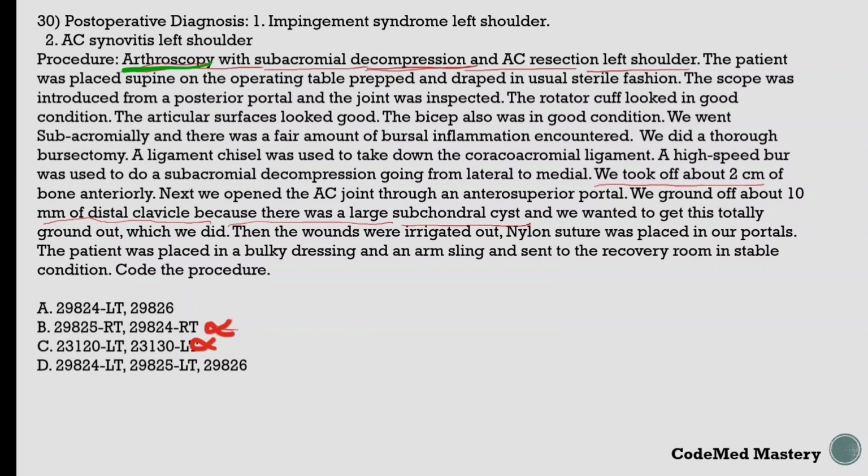Coming to option D, 29824. We already checked that code. It is matching with the procedure. Now let us check the second code of option A and option D, 29826 and 29825.